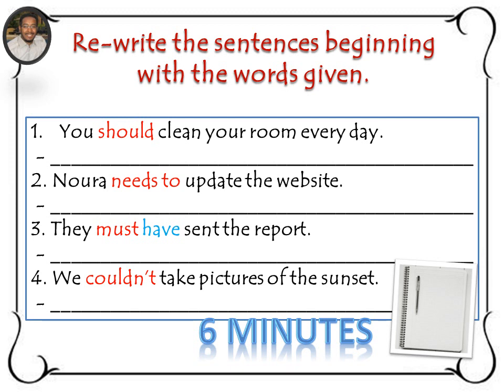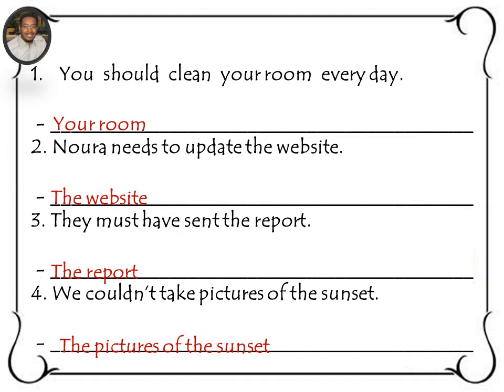Okay, have you finished? Alright, let's correct. Before we correct, what are the modals in these sentences? Exactly, we have should, needs to, must, and it's in the past, must have. And here must is not for obligation, it's for certainty or deduction. And finally, couldn't. So let's start with number 1.